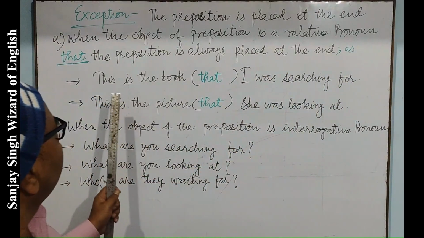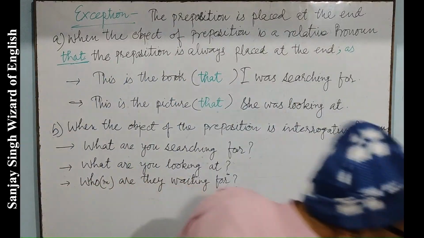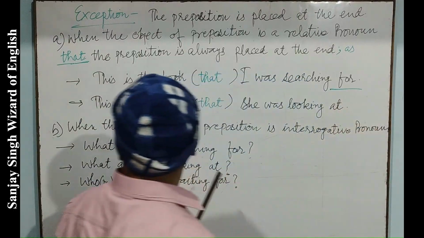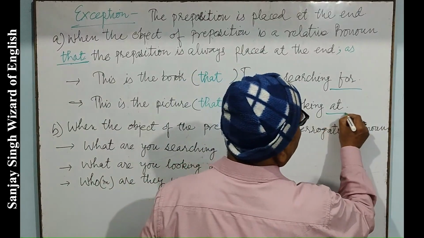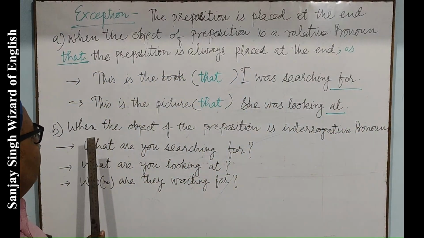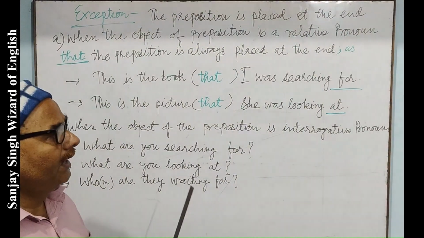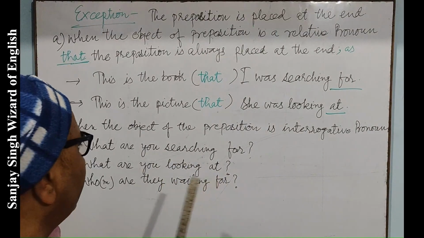For example, this is the book that I was searching for. Now here the preposition is coming at the end. This is the picture that she was looking at. Here the preposition is coming at the end. Now the second condition is when the object of the preposition is interrogative pronoun. Here again the preposition is placed at the end.